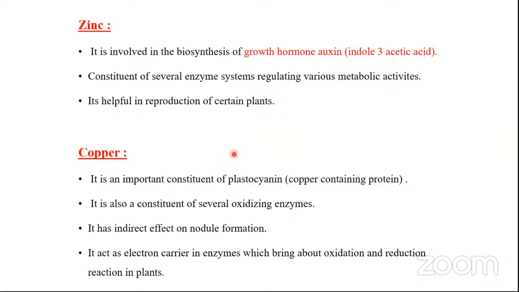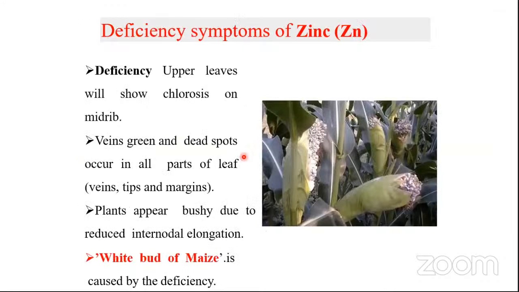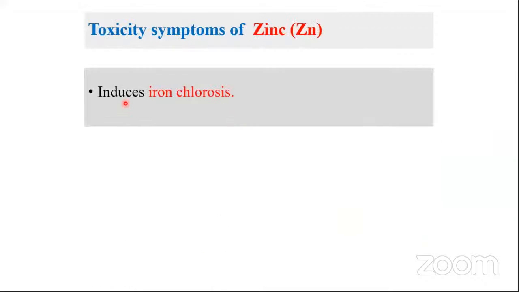And you can see deficiency of zinc. Mostly upper leaves will show chlorosis on the midrib, beans get dead spots, you can see white bud in maize, and naturally in rice we can see khaira disease. That induces iron chlorosis. If there are toxic symptoms, actually we can expect some iron chlorosis.